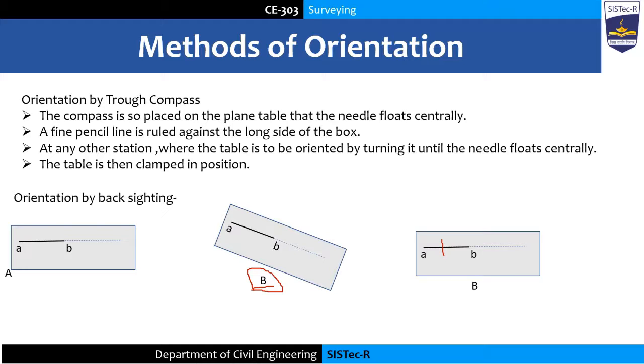In this way, the orientation can be done by using two methods. The first one is orientation by rough compass and the second one is orientation by back sighting.